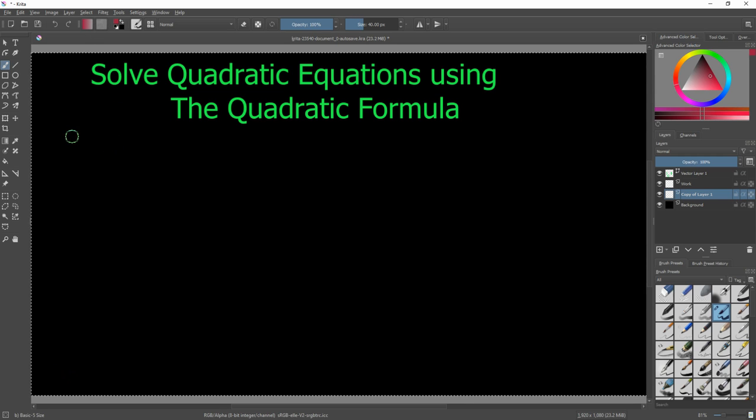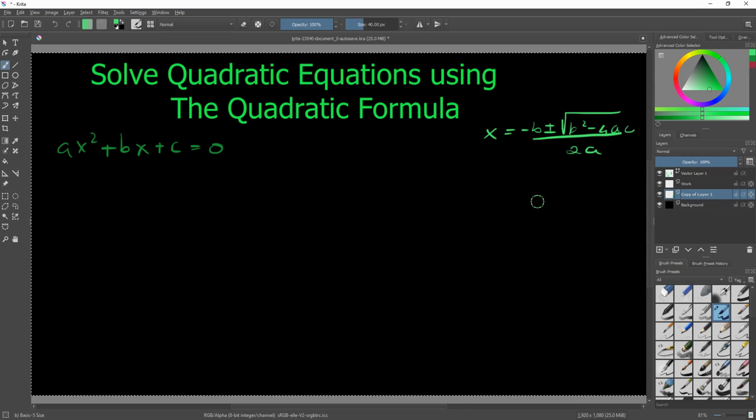Okay, so remember you have your quadratic equation of the form ax squared plus bx plus c is equal to 0. So the quadratic formula is this: x is equal to negative b plus or minus the square root of b squared minus 4ac, divided by 2a. All right? So we're going to use that formula and we're going to solve all these equations.